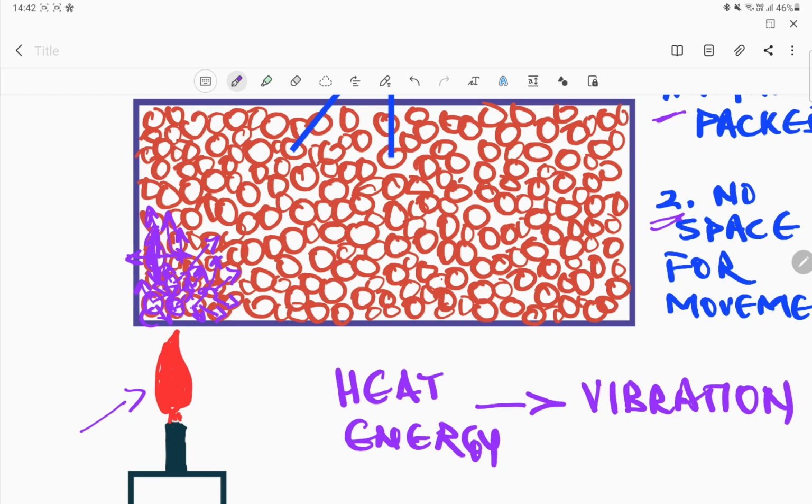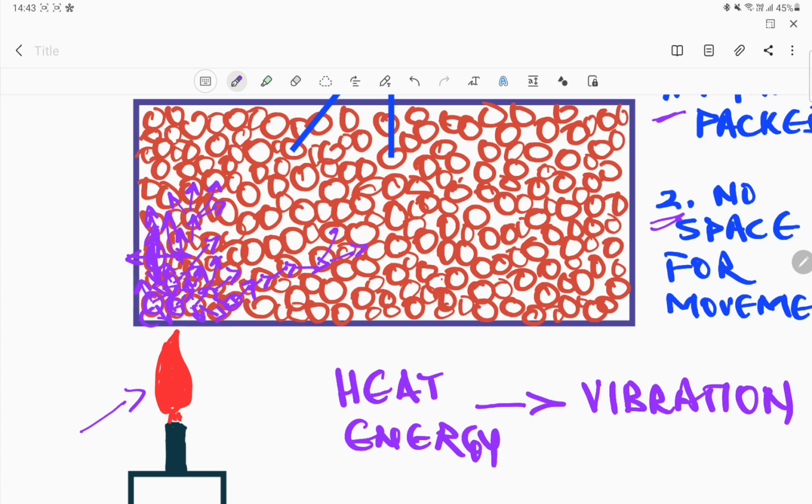So these particles start vibrating really rapidly because now they have a lot of energy. They transfer it to the next one. This particle will collide with the next one, or bang into the next particle, and transfer the energy to it. And so slowly the heat is transferred in solids from one particle to the other through vibration and by particles colliding with the particles exactly next to them.